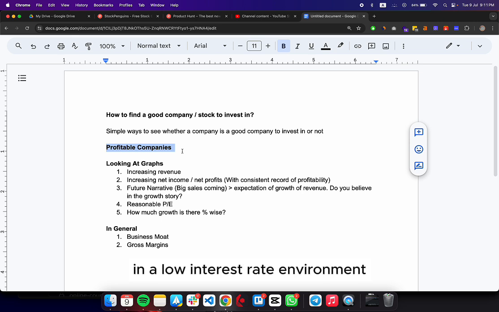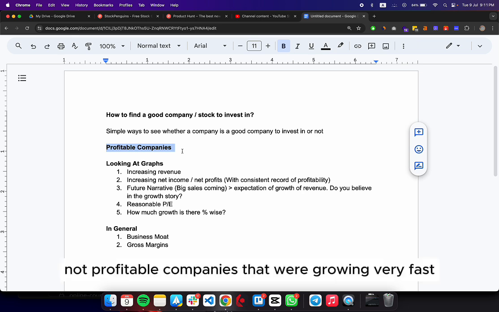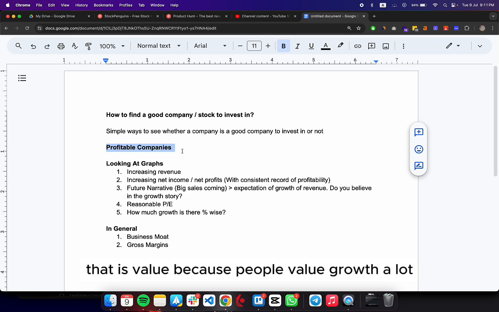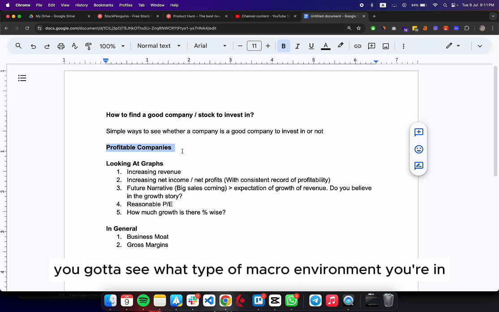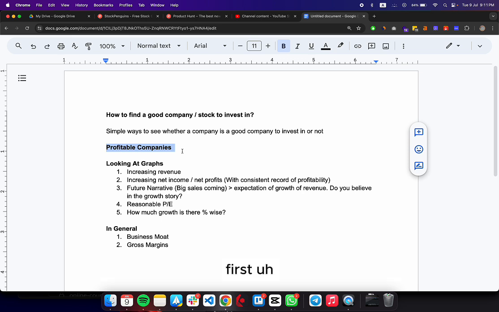Just letting you know, in a low interest rate environment where the interest rate is very low, like 0%, sub 0%, whatever, last time it used to be not profitable companies that were growing very fast. That is valued because people value growth a lot, like growth at all costs, right? So you've got to see what type of macro environment you're in first. But I would just say, in general, if you are an average retail investor, just look at profitable companies.